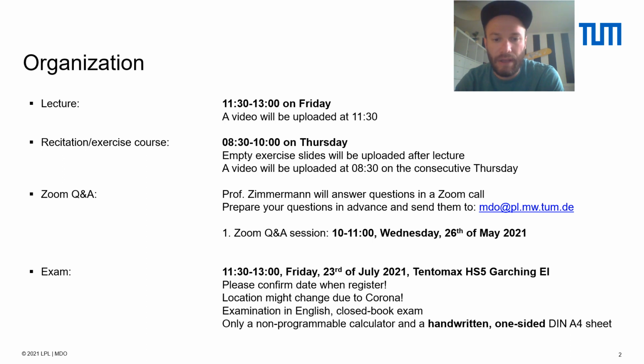The examination itself is held in English, so the course is in English, and so is the exam. It's a closed book exam. Allowed is a non-programmable calculator, and here the best thing to do is just to take the Casio calculator, which can be bought at TUM. If you're unsure about your calculator, please check that before you go to the exam, because using a programmable calculator is a fraud and you will be excluded from the exam.